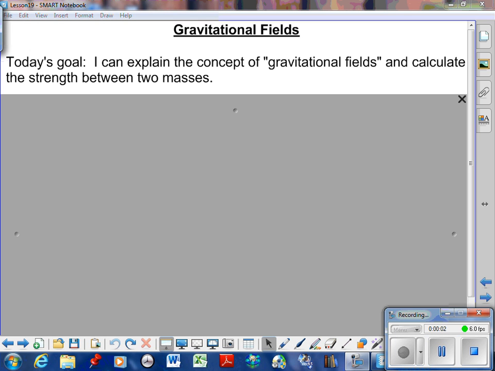All right, welcome back to our lesson on gravitational fields. So today, the goal: I can explain the concept of gravitational fields, and then I want you to be able to calculate the strength between two masses. So what are we looking at today?